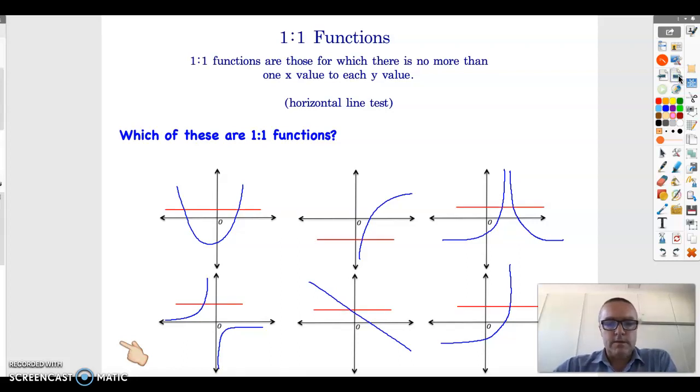There we go. So we've got a couple of functions there where a horizontal line will intersect the graph twice. What that shows us is that for that value of y, there are 2 possible values of x, or importantly, more than one. So the green ticks show us functions that are one-to-one functions. The 2 crosses are showing us they are functions, but they are not one-to-one. So we've got 4 functions there for which the inverse is also a function.